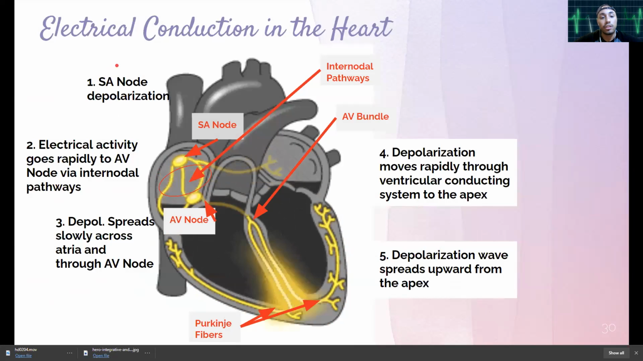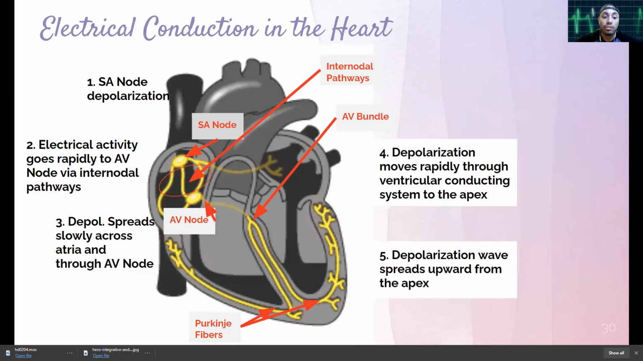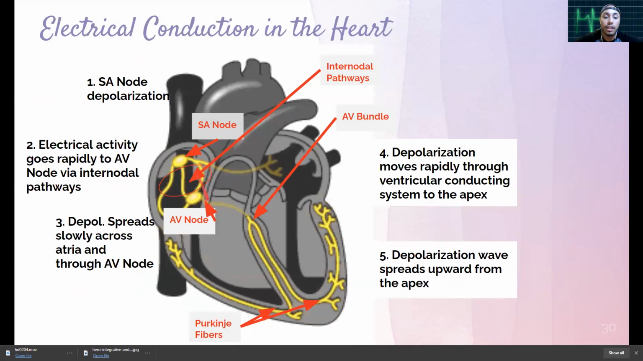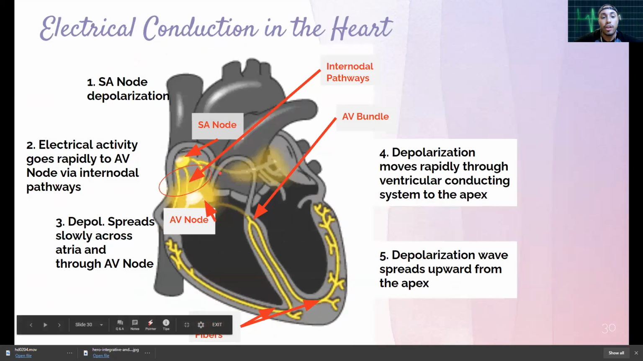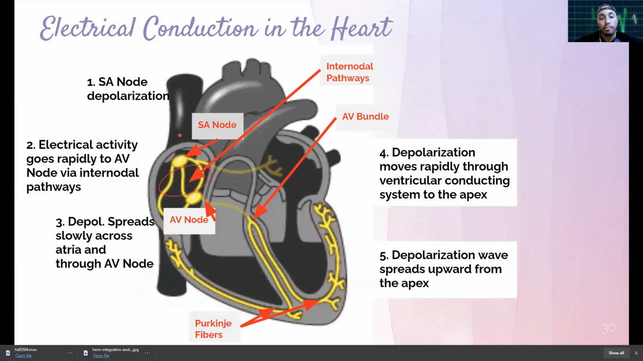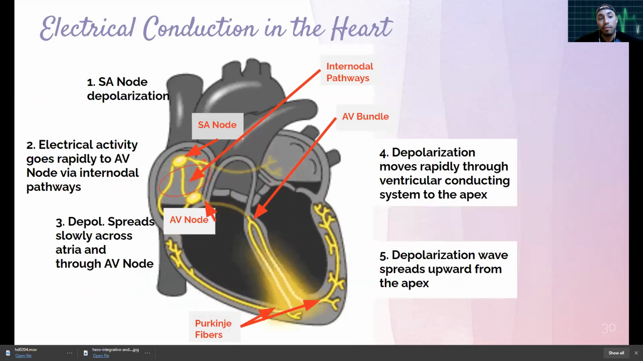Here we've got the electrical conduction of the heart. I highlighted the nodes for you. Just know each one of these nodes. Know there's the SA node, AV node, and don't forget about the Purkinje fibers. Know which one controls what level of heartbeat or rhythm, and know the order of them.